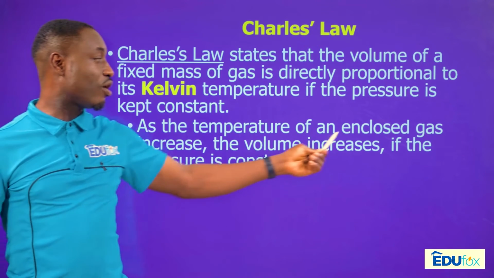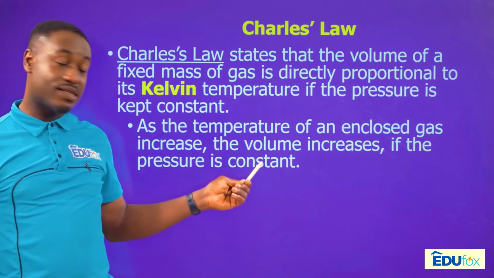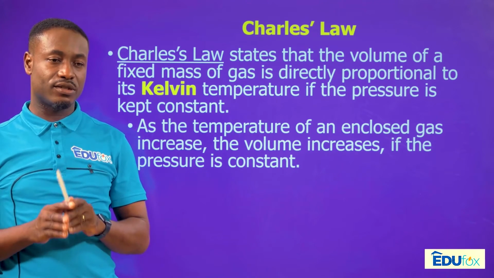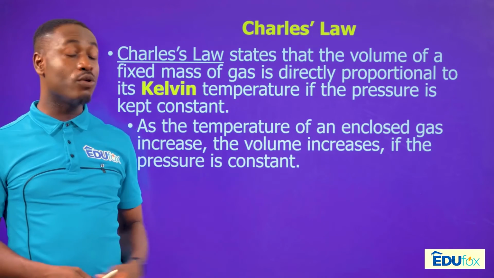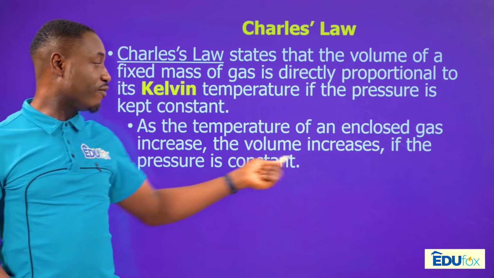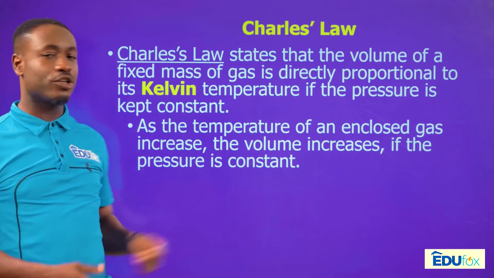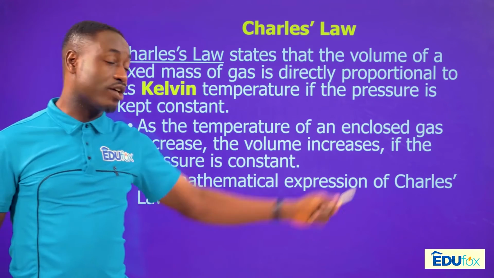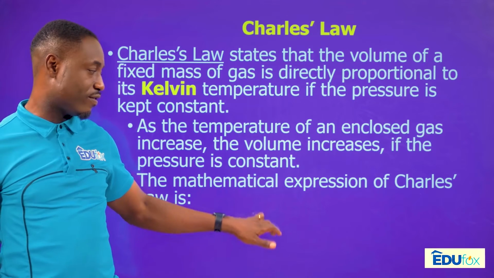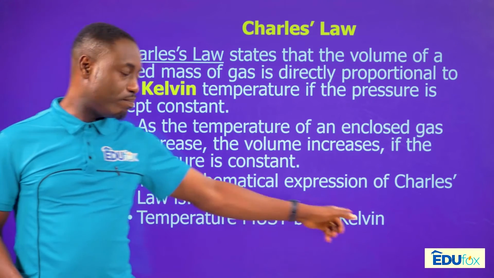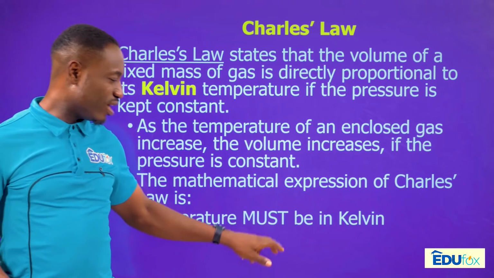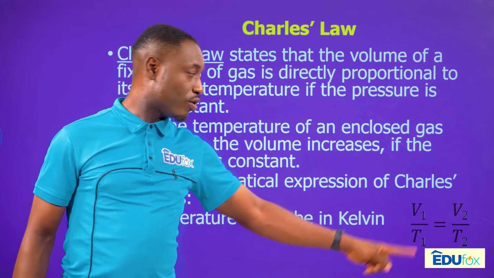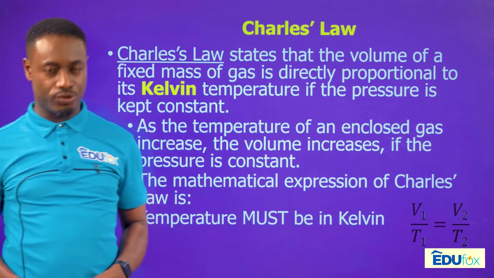As the temperature of an enclosed gas increases, the volume increases if the pressure is constant. Having that in mind, the mathematical expression for Charles' law will be, with temperature in Kelvin, V1 over T1 is equal to V2 over T2.